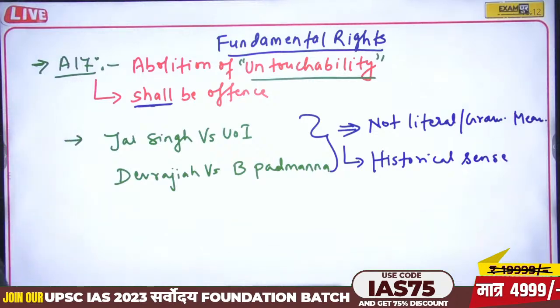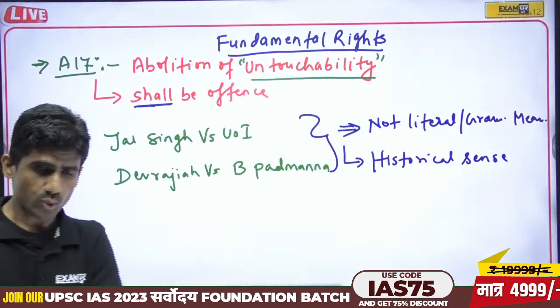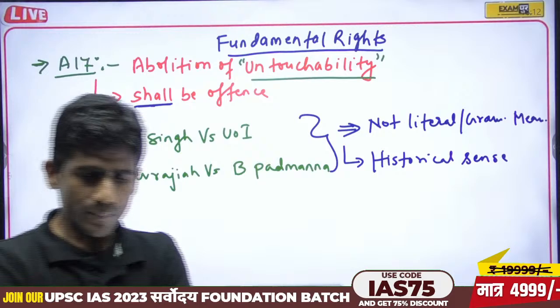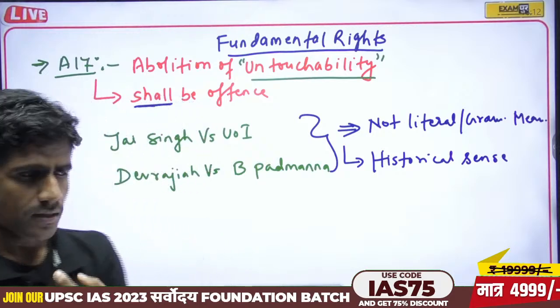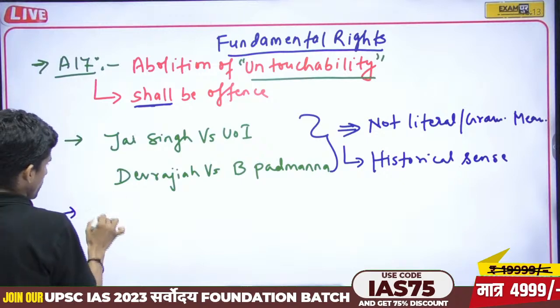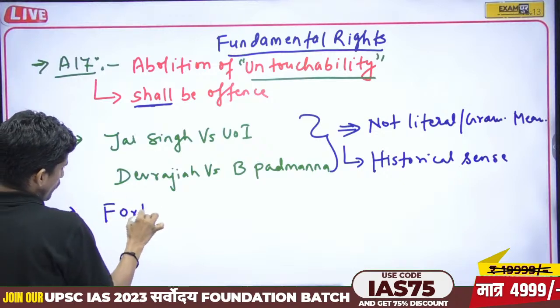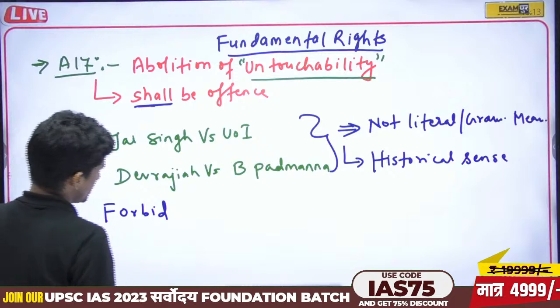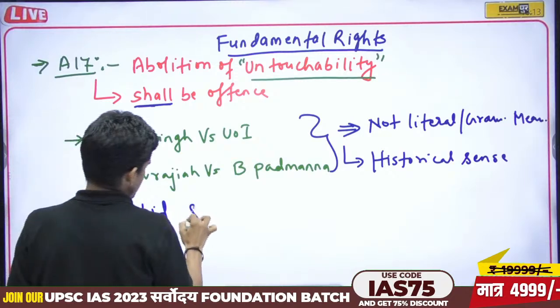Now come to the next, Article 17, which talks about the prohibition, the punishment, or the offense. So Article 17 talks about two things. Forbid what? Forbid the practice of untouchability. And next is the offense.